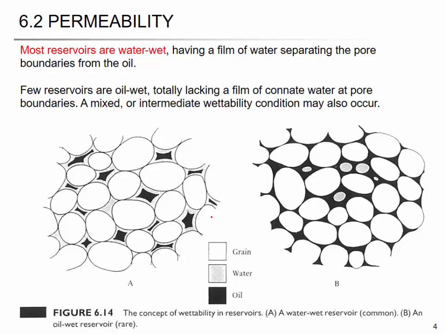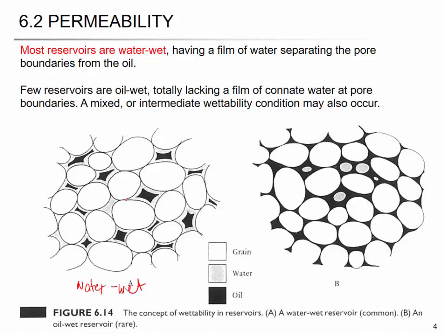Okay. Then most reservoirs are water wet, having a water film separating the pore boundaries from the oil. So when you have the water wet mineralogy, this is the water wet. Here the gray color is the water and the oil is the black one. So you can see that the grains are coated by the water. This is the water wet condition.